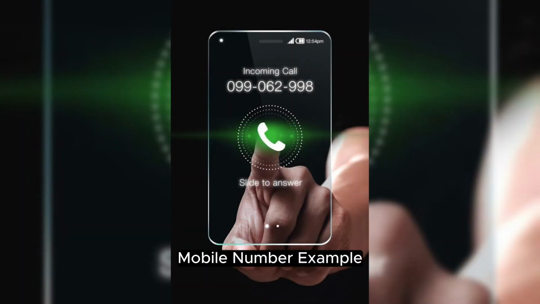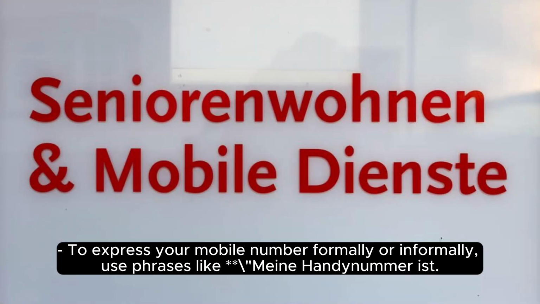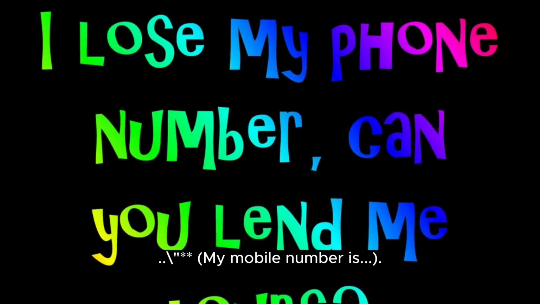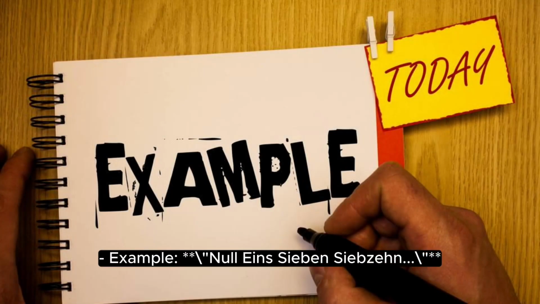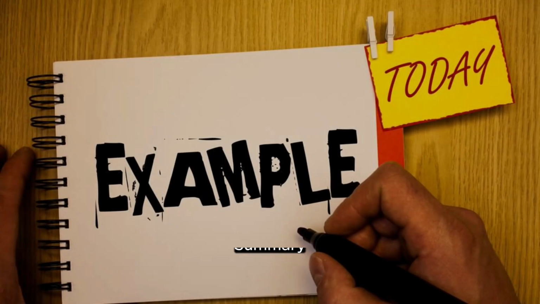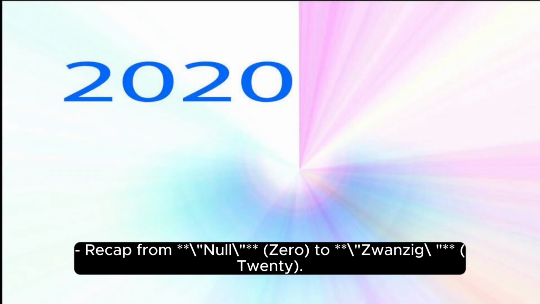Mobile number example. To express your mobile number formally or informally, use phrases like mein Handynummer ist, my mobile number is. Example, 0177. Summary. Recap from null, 0 to zwanzig, 20.